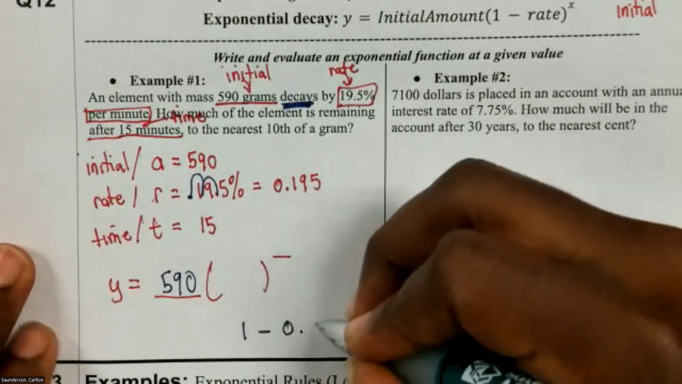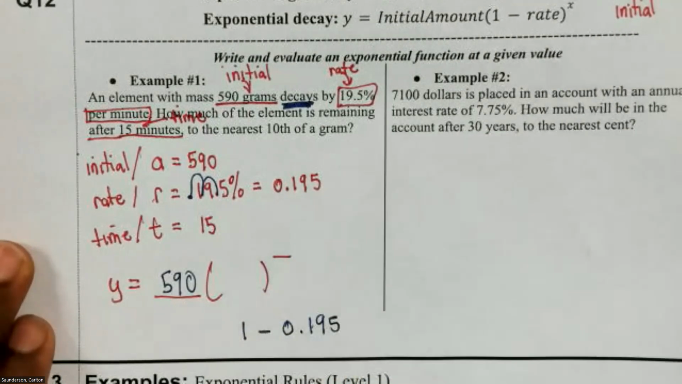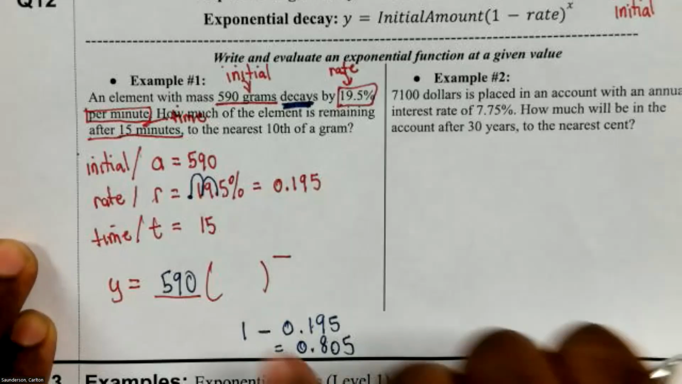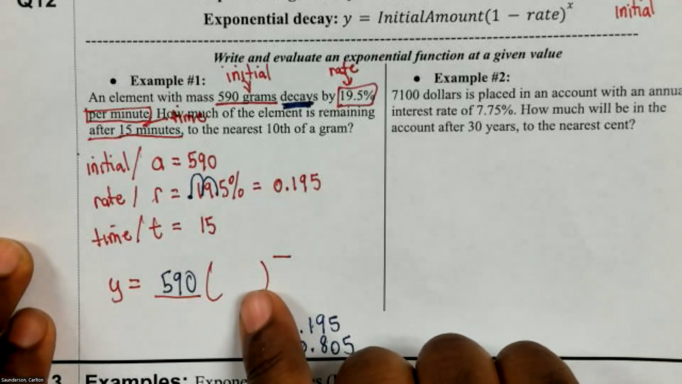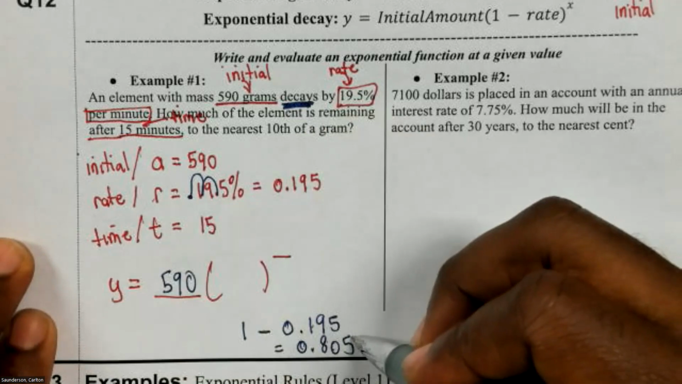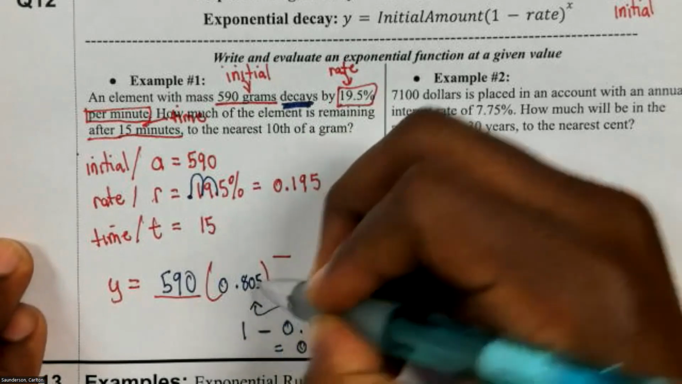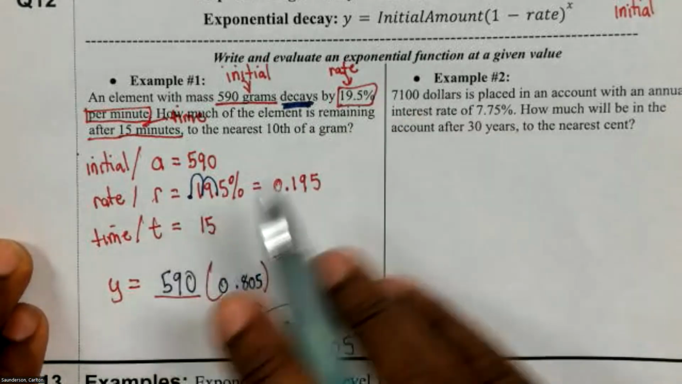So I'm going to subtract 0.195. I'm going to put that in my calculator. 1 minus 0.195, I get 0.805. And that is what we will put inside the parentheses for our rate. So this number, 0.805, goes right here.